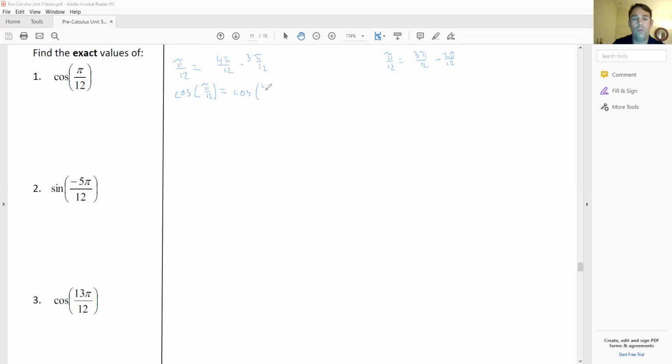I'm going to use cosine of 4 pi over 12 minus, oops, I lied, minus 3 pi over 12. So I'm going to put them in here, because 4 pi over 12 minus 3 pi over 12 is 1 pi over 12. Now I can reduce them. So cosine of pi over 3 minus 3 pi over 12, that would be pi over 4. So these are the angles that I'm going to use for my formula.